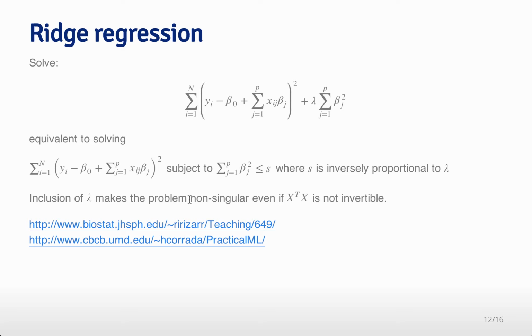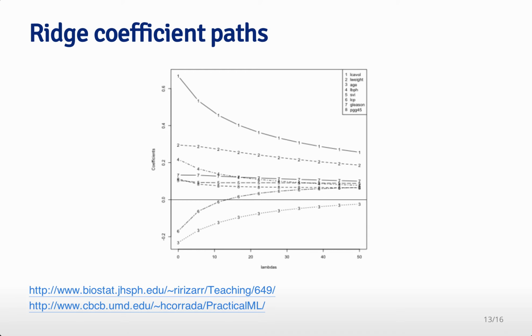So the idea here is that inclusion of this lambda coefficient may also even make the problem non-singular even when the x transpose x is not invertible. In other words, in that model fit where we have more predictors than we do observations, the ridge regression model can still be fit. So this is what the coefficient path looks like.